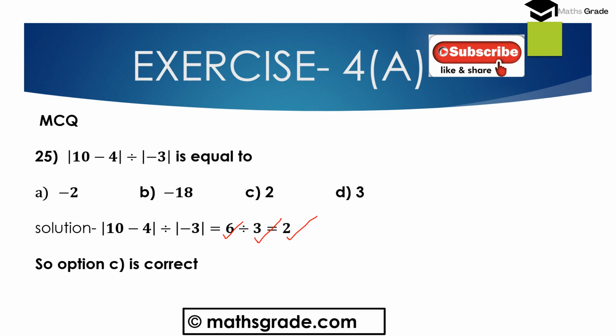The absolute value of 10 minus 4 divided by the absolute value of minus 3. The absolute value of 10 minus 4 is the absolute value of 6, which is 6. 6 divided by the absolute value of minus 3, which is 3. 6 divided by 3 is 2. So option C is correct.